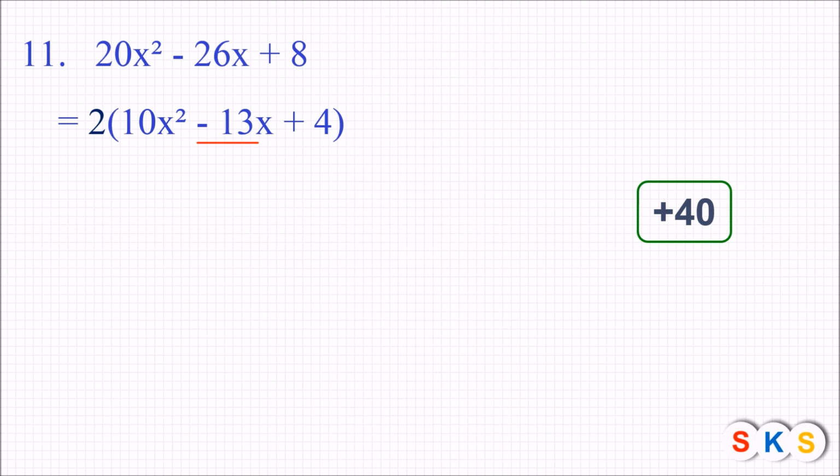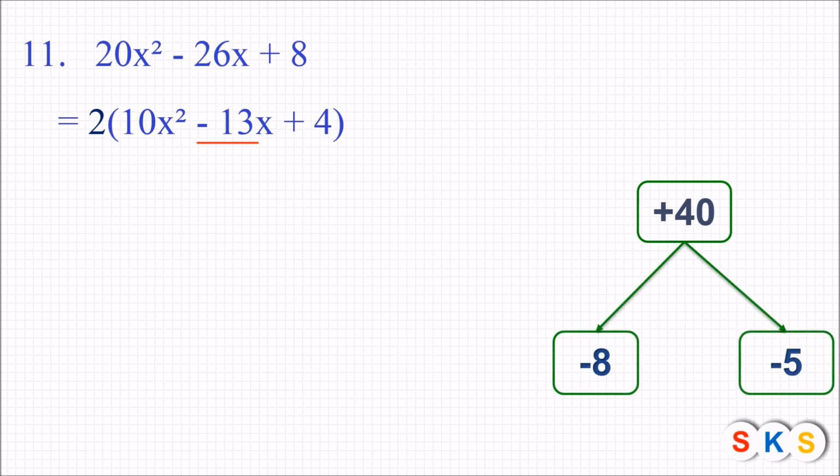Let's see, those two numbers are minus 8 and minus 5. Minus 8 into minus 5 is plus 40, and if I add minus 8 with minus 5, I will get minus 13. So let's see here, I have split the middle term. The middle term was minus 13x, and I wrote it as minus 8x minus 5x, right?